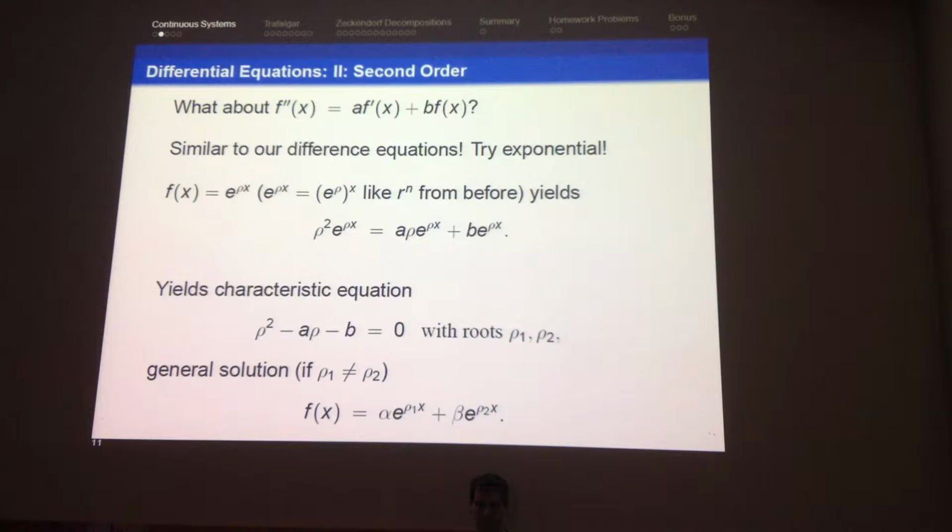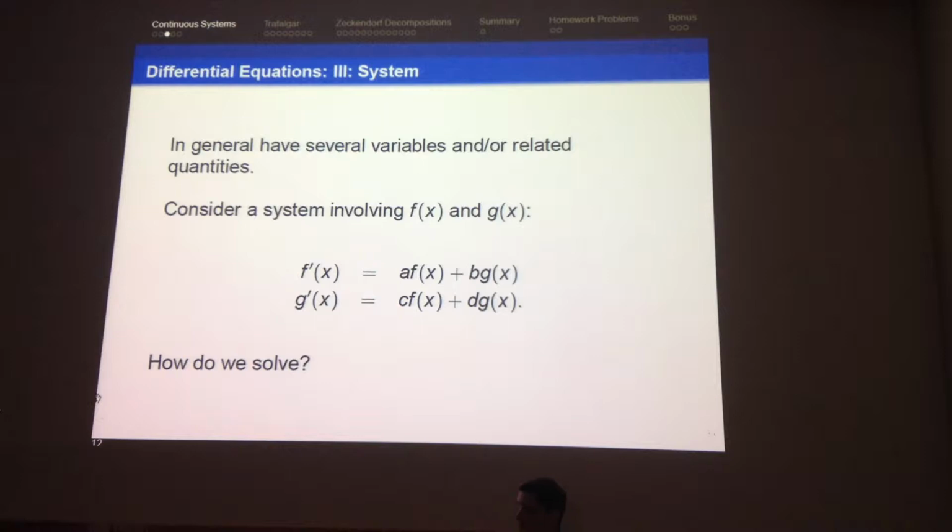Now, in general, however, we're going to have things that are a lot more complicated. Usually, things will depend on more than just one variable. It's very rare in life that everything comes down to just the value of one quantity. For simplicity today, let's assume everything just depends on x. But maybe we have two different things. Maybe we have f and g. If you want, think of f and g as the population of rabbits and wolves. And then we want to figure out, how does the population evolve over time?